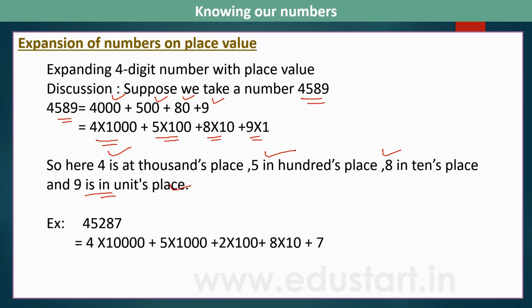So what is the answer? 45287. So here you can see 4 into 10,000, which is 40,000, 5 into 1,000, which is 5,000, 2 into 100, which is 200, 8 into 10 is equal to 80, and 7.